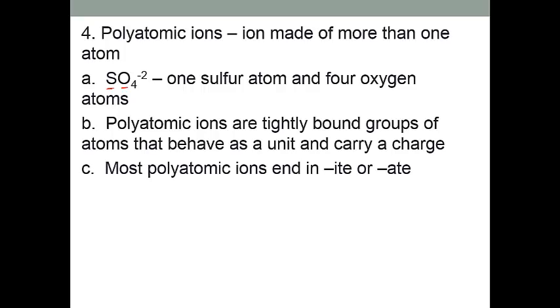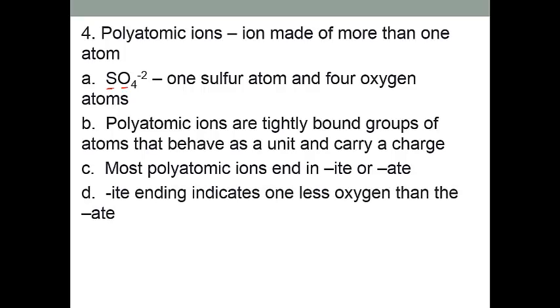Most of them on your list end in "ite" or "ate," and that "ite" or "ate" ending just tells you that oxygen is present. Now, "ite" means that there's one less oxygen. So, for instance, if you look on your -2 column in that chart, you're going to notice SO3, which is a -2. That is sulfite. And then SO4 with a -2 is sulfate.